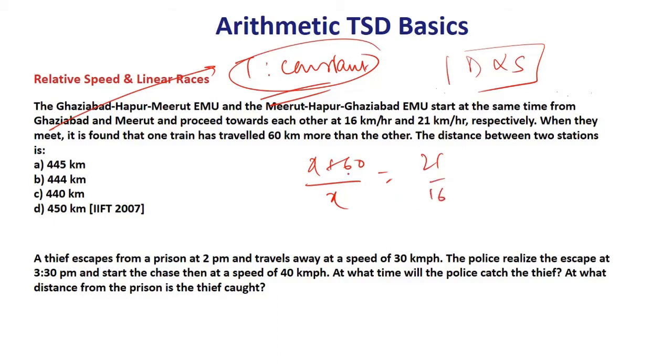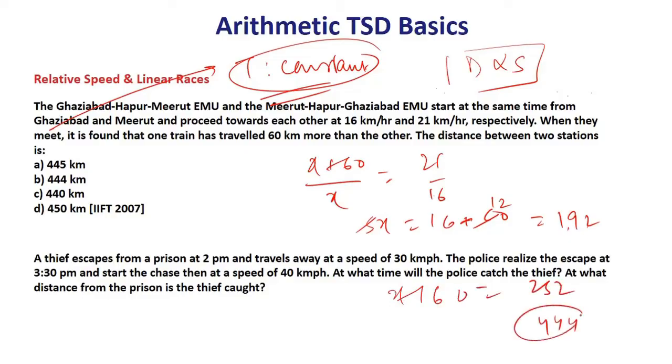21 and 16. So if you solve this, it becomes 21x = 16x + 16 into 60, so 5x is equal to 16 into 60. So x becomes 16 into 12, which is 192. X plus 60 becomes 252. Just add 192 and 252: 4, 4, 4. So the answer to this question is 444.